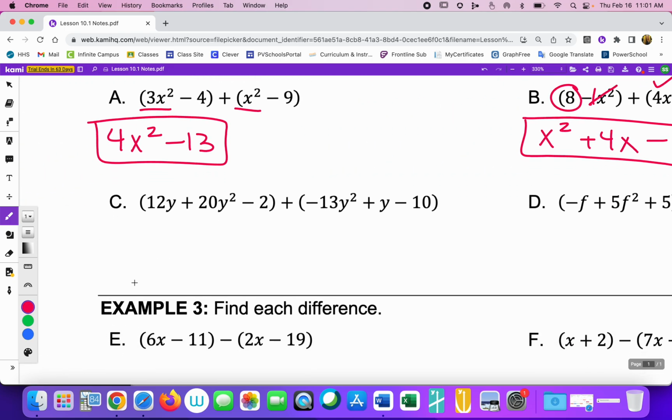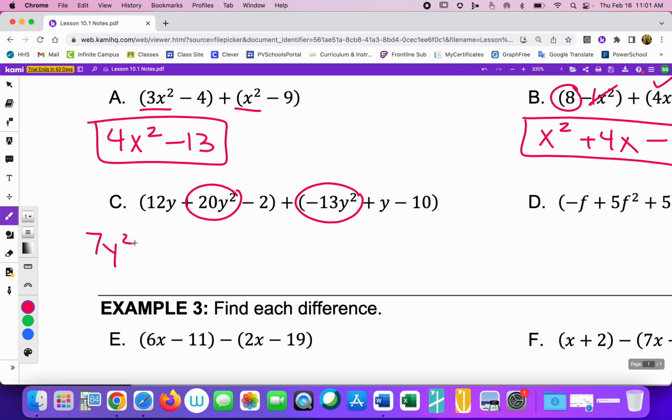All right. What's your highest degree on this one? The y squares. Okay. So I'll do it the shape way that I mentioned. 20y squared plus a -13y squared. What's 20 minus 13? 7. So we have a 7y squared.